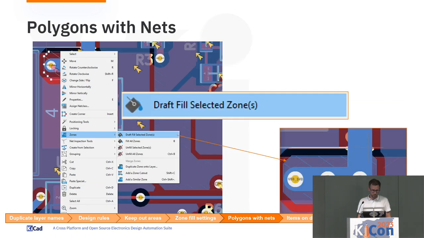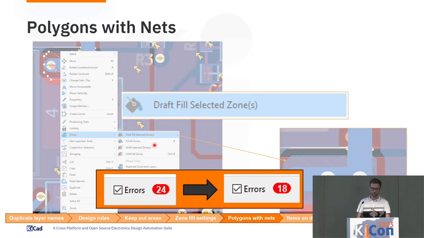Okay. So once you've converted, you can use the draft fill zones, because we don't want to refill the whole board, we just want to refill this little bit. And run the DRC check again, and we're down to 18.